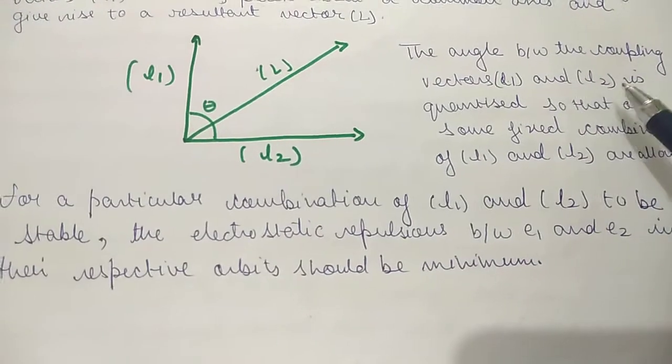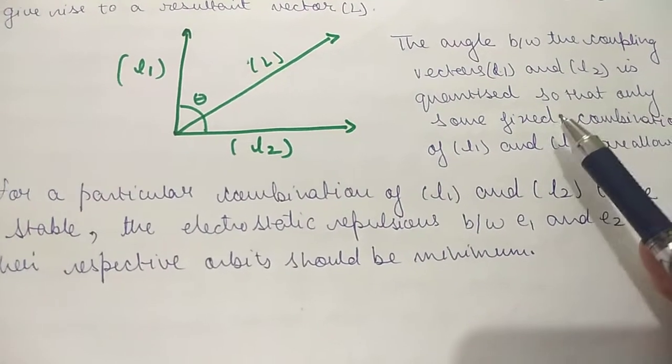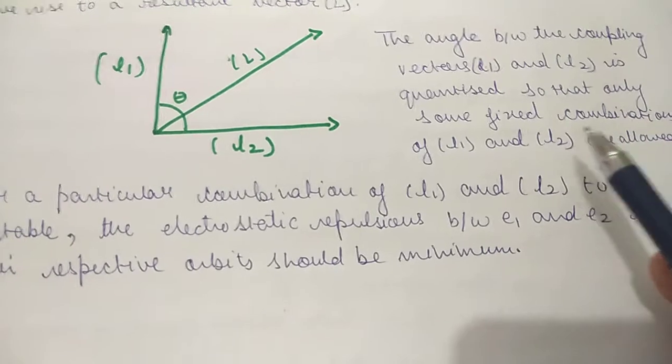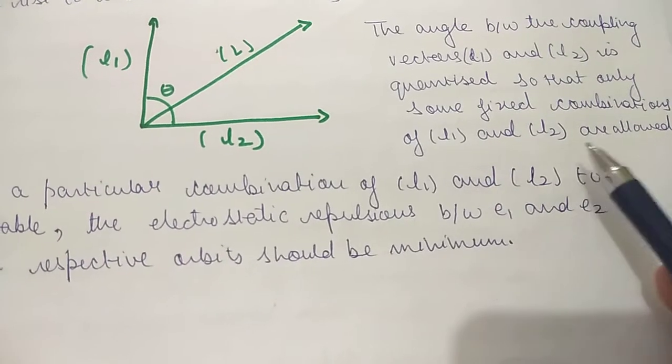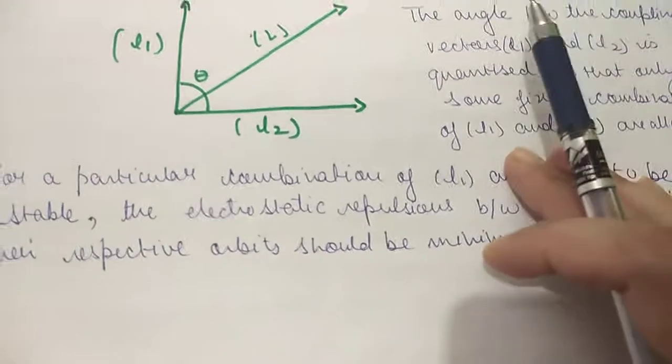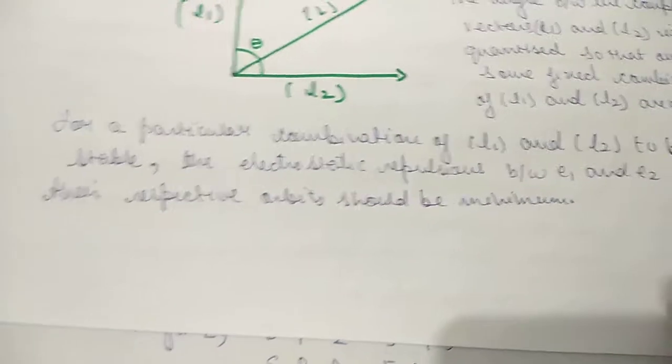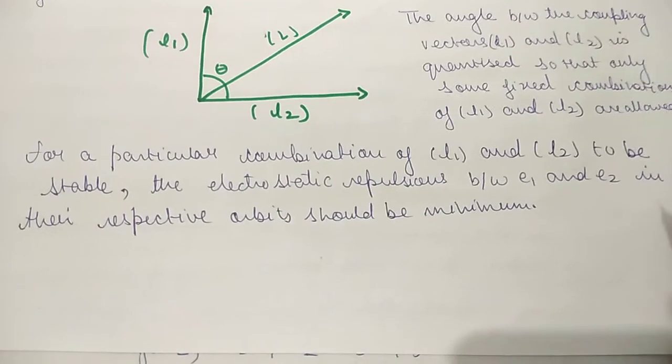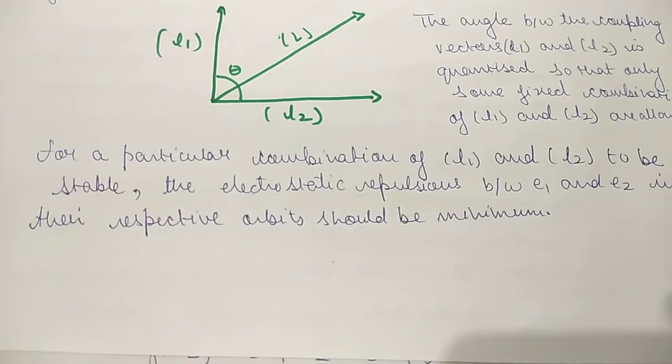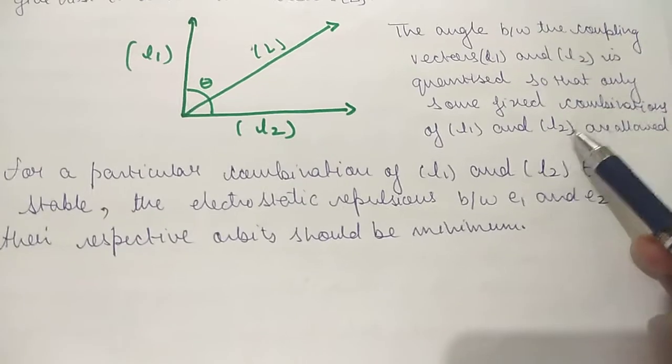And this is the angle at which they couple with each other. The angle between the coupling vectors L1 and L2 is quantized so that only some fixed combinations of L1 and L2 are allowed. Only few combinations which are feasible, meaning the combinations should be possible.